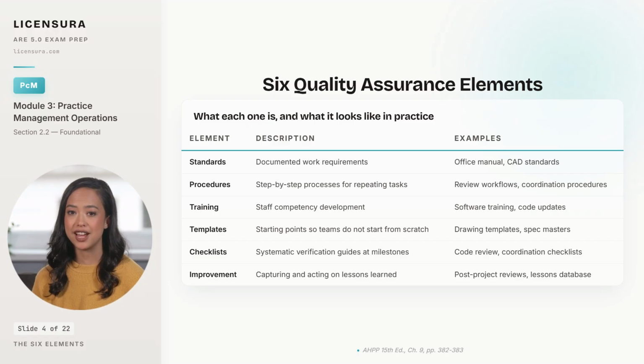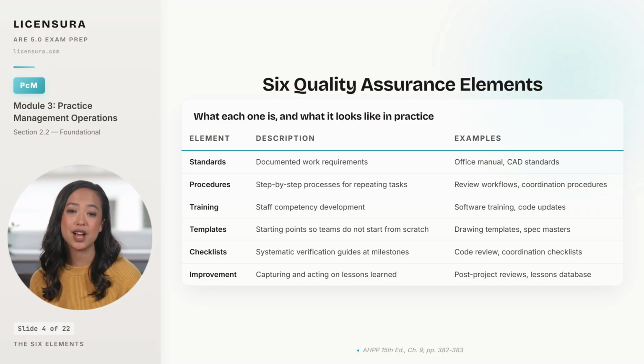Checklists are systematic verification guides at key milestones. Code review checklists, coordination checklists, accessibility review checklists, and they exist because human memory is unreliable under deadline. And continuous improvement is the discipline of capturing and acting on lessons learned through post-project reviews and a lessons learned database that actually gets read by the next team facing the same problem.